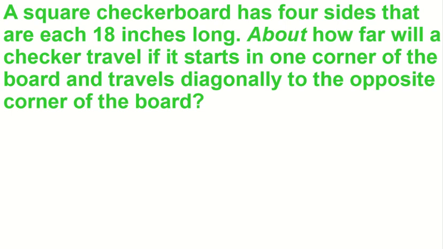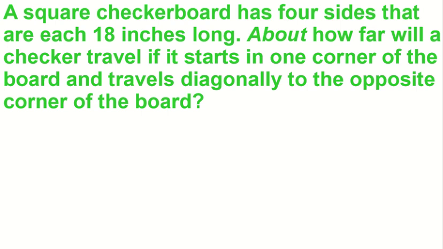All right, so we got to start with a square checkerboard. It has 4 sides that are each 18 inches long. How far will a checker travel if it starts from one corner of the board and travels across the board? All right, so first thing, what shape we got to start with? Square, draw a square. Label your square sides, right? And then we're going diagonal.